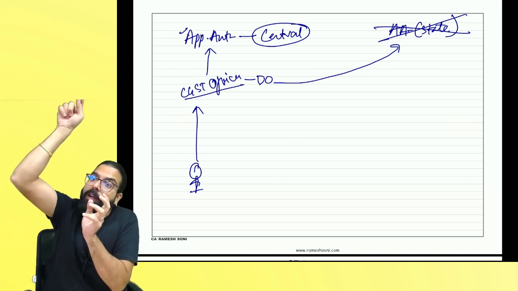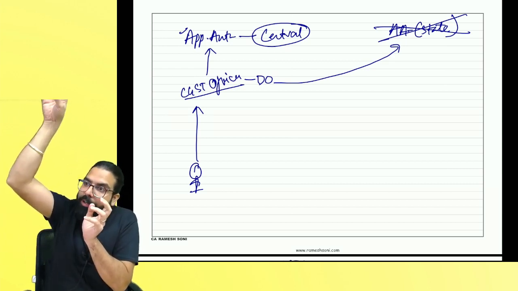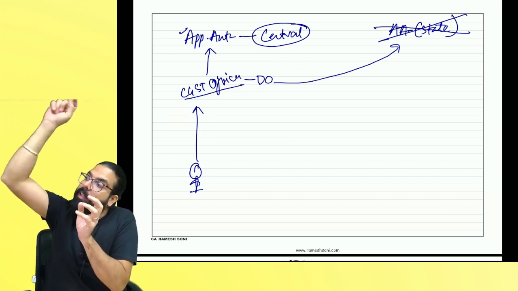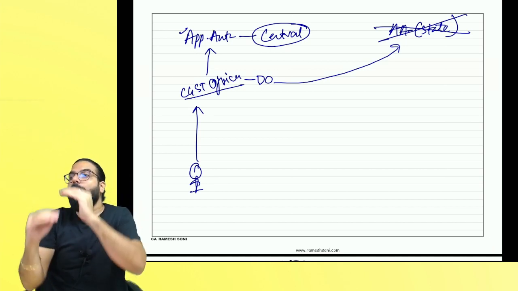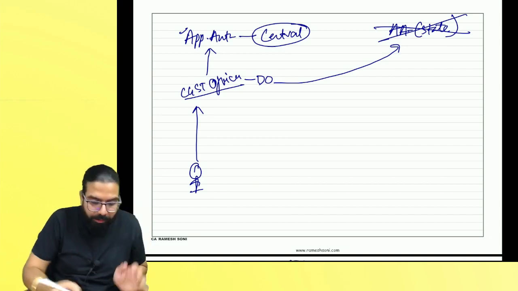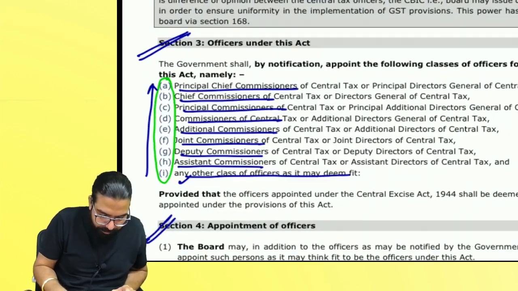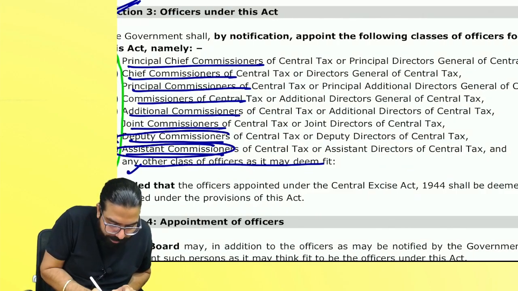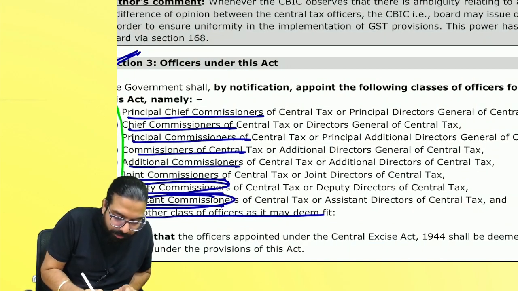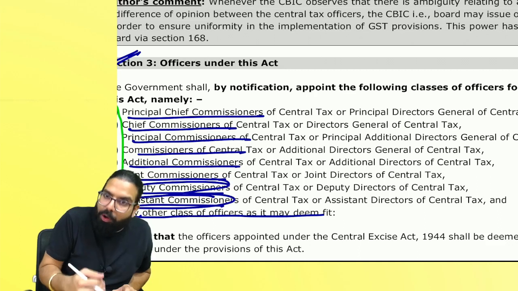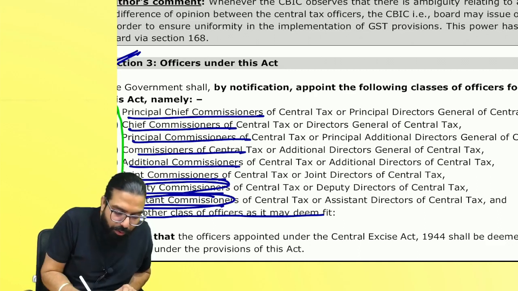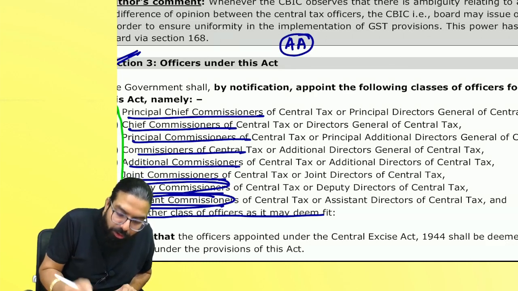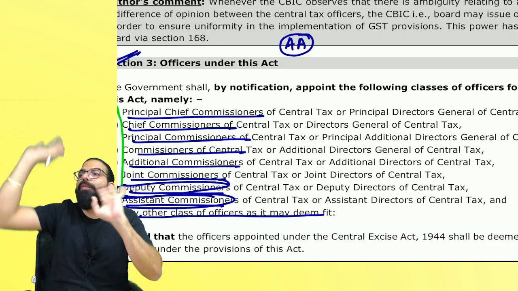Appellate authorities are also GST officers only, but can the appellate authority do the work of the GST officer? Remember one thing, the GST officers given are only these here. A senior can do the subordinate's work. But after this, when an order is passed by the additional commissioner, deputy commissioner, etc., you go for appeal, right? Appellate authorities are separate and GST officers are separate.